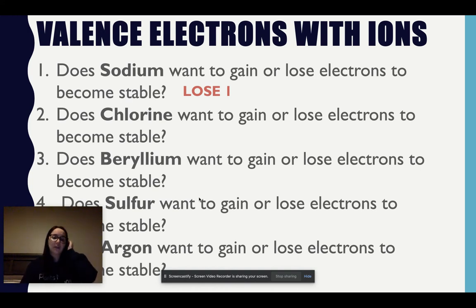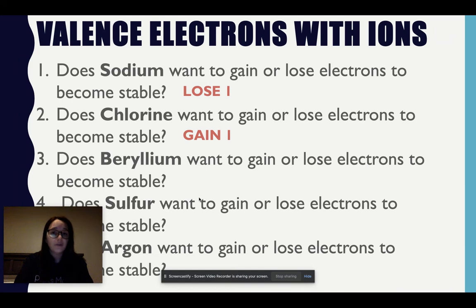Chlorine is number 17 on our periodic table, and so for this case, I want to get to 8, and chlorine naturally has 7 electrons in the valence electron shell. So it has to decide, do I want to lose 7 or gain 1? In this case, it wants to gain 1. That is a lot easier to achieve.